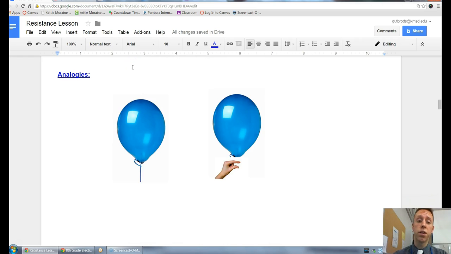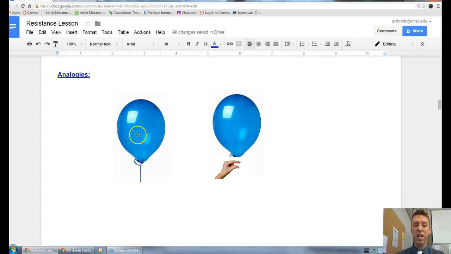Now let's think about some analogies. We're going to have you pause here and think about this example. We have two blue balloons. Think about what this has to do with resistance. Think ahead here. Now two blue balloons, let's pretend they're both the same exact size, blown up the same exact amount. We're going to untie both and let the air out.